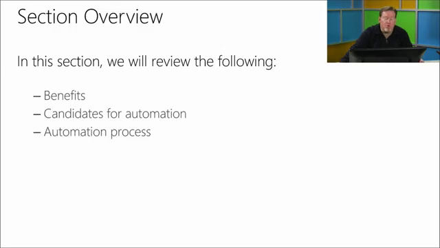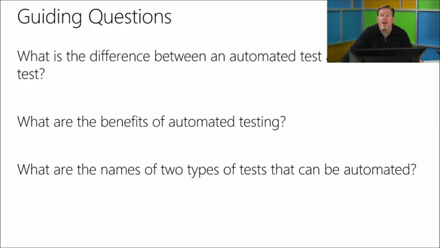In this section, we'll review the benefits of test automation, candidates for automation as we think about the different tests that are out there. What are some of the best that we would consider as candidates for automation? And then the automation process. Our guiding questions for this section are: What is the difference between automated tests and a manual test? What are the benefits of automated testing? And what are the names of two types of tests that can be automated?